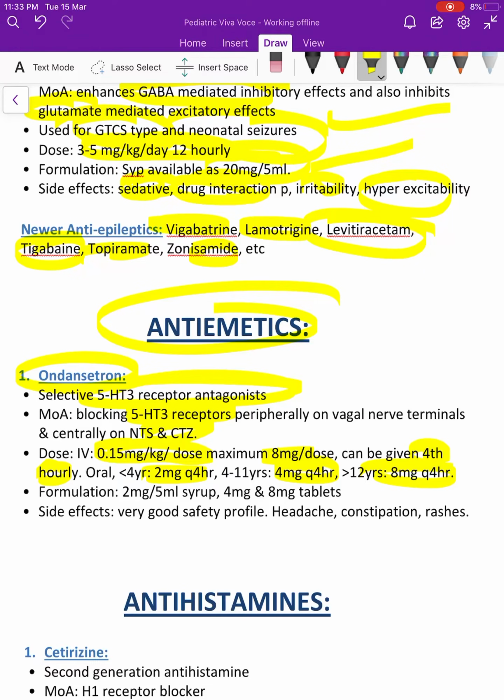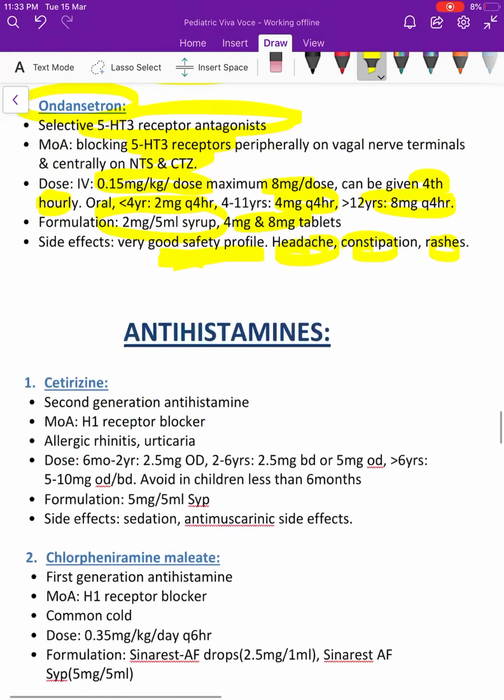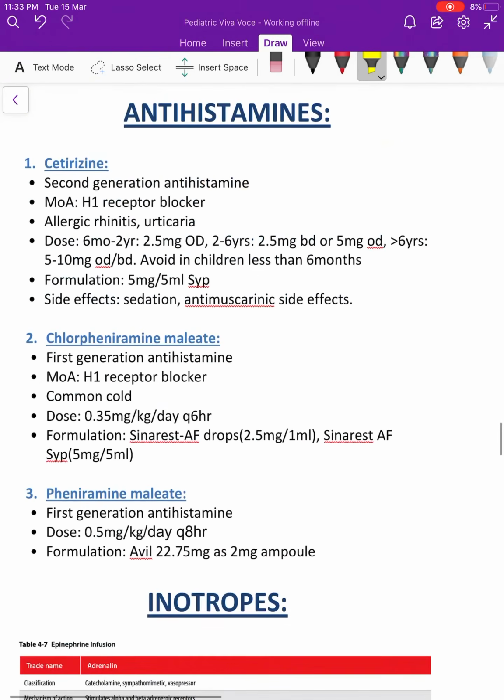How is it usually available? It is usually available as 2 mg per 5 ml syrup, and as 4 and 8 mg tablets. Side effects: it usually has a very good safety profile. It causes some minimal side effects like headache, constipation, rashes, etc. Next, coming to the antihistamines that are used.